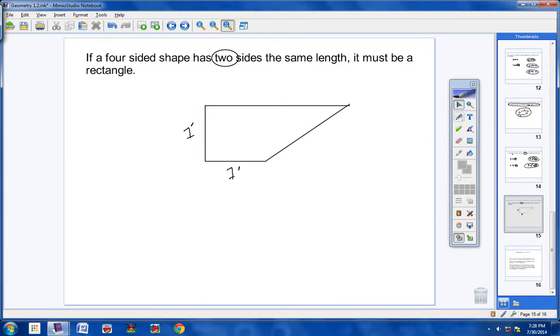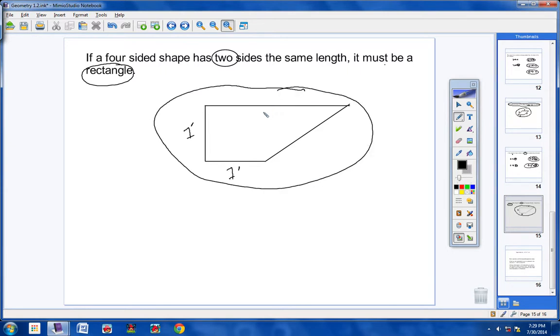Now, I have a question for you. Is this a four-sided figure? Yes, I have 1, 2, 3, 4 sides, okay? So if a four-sided shape has two sides the same length, well, this side here is the same length as this side here, okay? So if a four-sided figure, which is what I have, has two sides the same length, which is what I have, then the figure must be a what? A rectangle. And that's not true. I just drew a figure that has how many sides? 4, and it has how many sides with the same length? 2 sides, and it's not a rectangle, okay? This is a trapezoid. We'll learn that later, but it is not a rectangle. So this would be a good counterexample, okay?